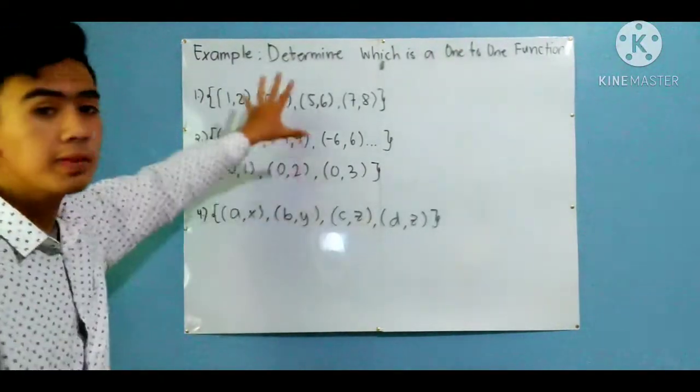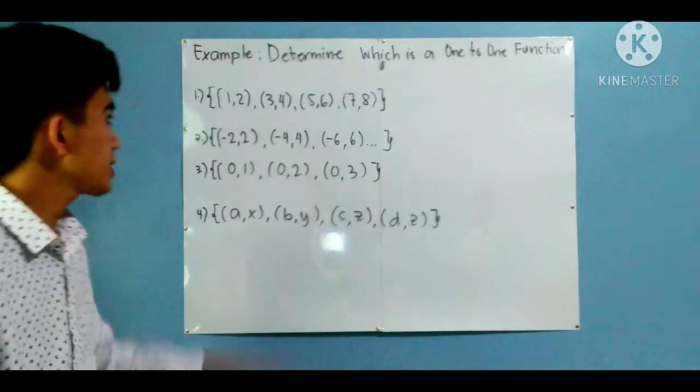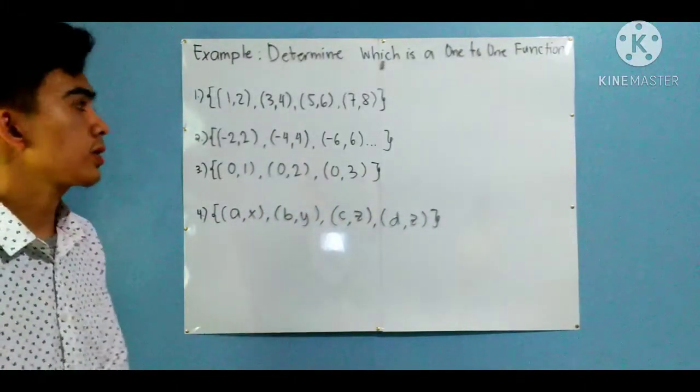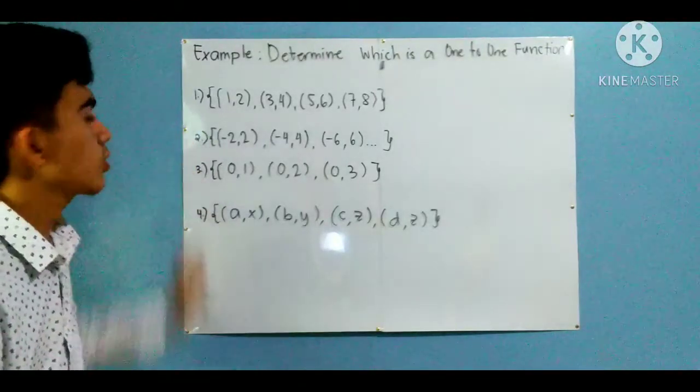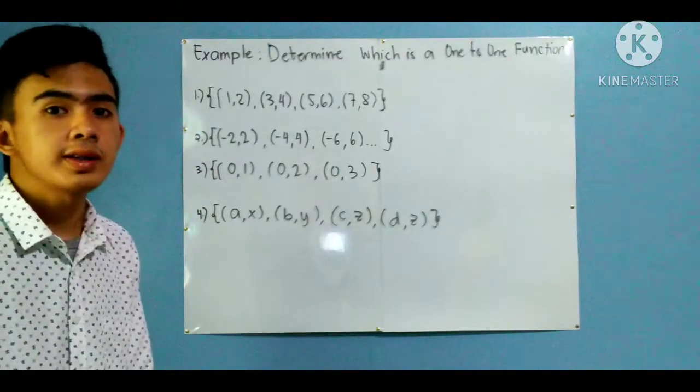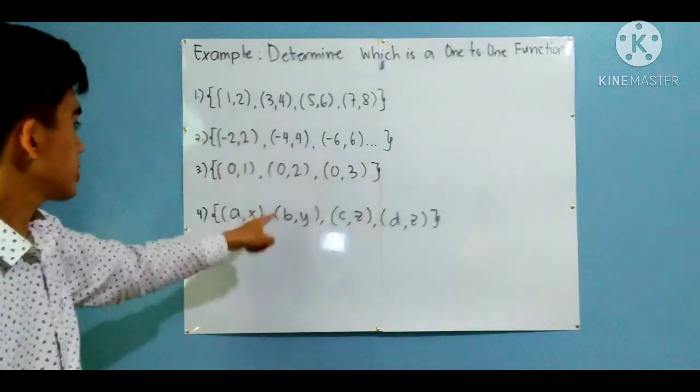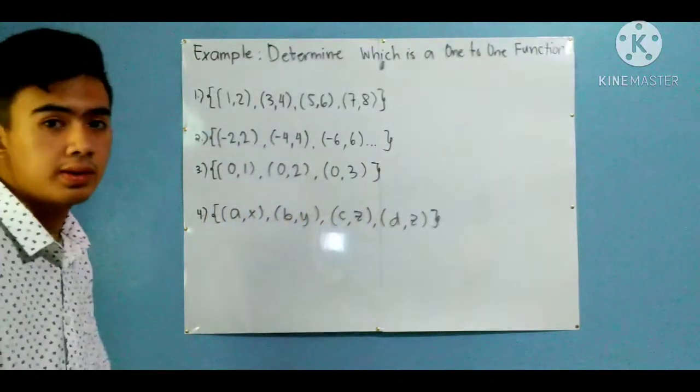So, dito is determine lang natin kung sa example na to is i-determine natin kung one-to-one function ba siya or hindi. So, number 1 and 2 lang yung one-to-one function because hindi na-repeat. Walang na-repeat. Dito sa 3 and 4 is may na-repeat. Okay?